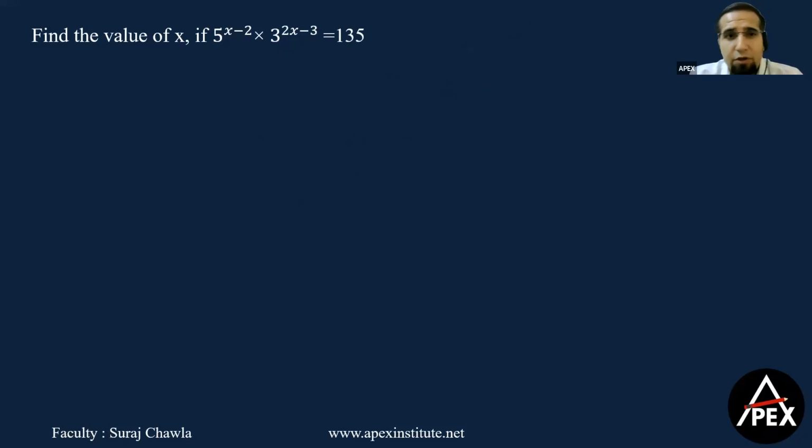Let's look at one more question here. So here I have 5 to the power x minus 2 into 3 to the power 2x minus 3 is equal to 135. Now I see that 135 can be split as 5 into 27. Clear? So first of all, I can write this as 5 to the power x minus 2 into 3 to the power 2x minus 3 is equal to 5 to the power 1 into 3 cube, because 27 can be written as 3 cube here.